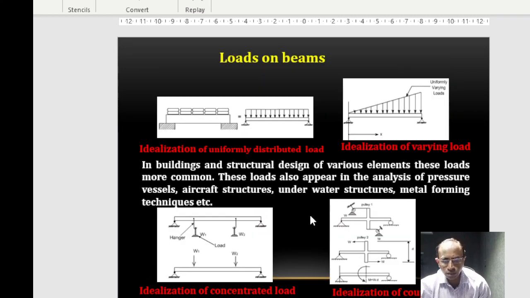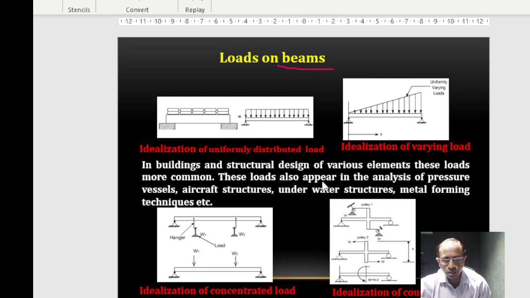Then let us go to the next one. The next part is the various loads, because after all, beams are meant for carrying loads only. So we should have knowledge of the loads also: what types of loads there are, how many types, and how they act on the beams.